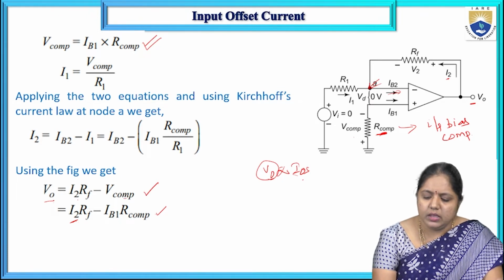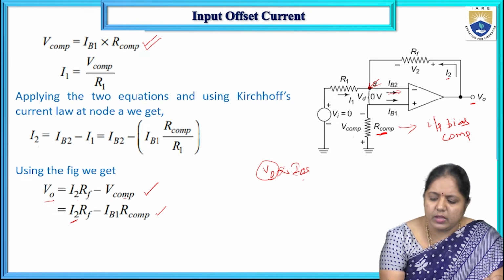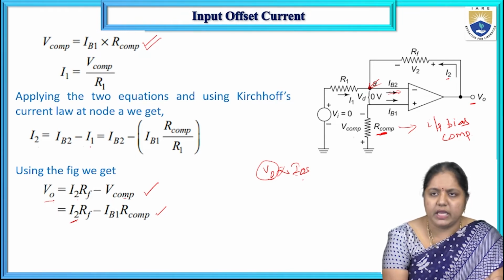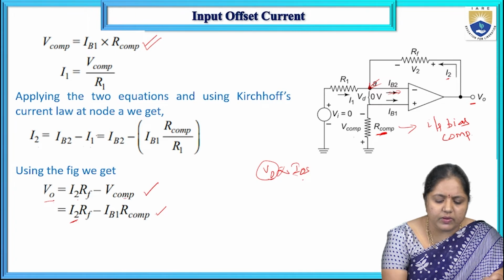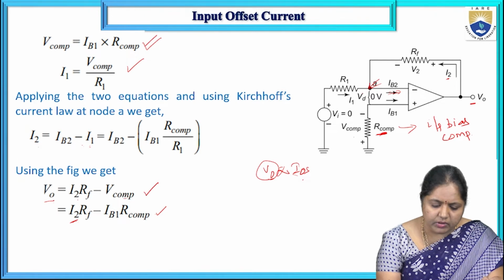Now based on Kirchhoff's current law here, I2 equals IB2 minus IB1. Now coming to this IB minus I1, what is I1 here? I1 is nothing but V compensation resistor by R1. Right? I1 equals V compensation resistor by R1.